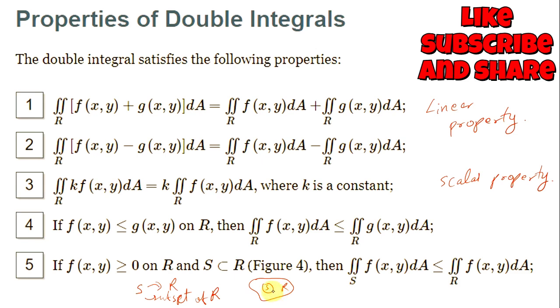So the integration of this s will always be less than or equal to this r region. So this is the fifth property. Okay, students, remember the definition. Please go through the definition once again, rewind the video and watch it. Next, go through the properties, very important. Then we will go to the next one, the example.